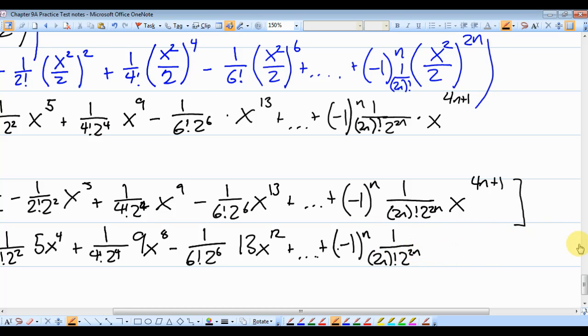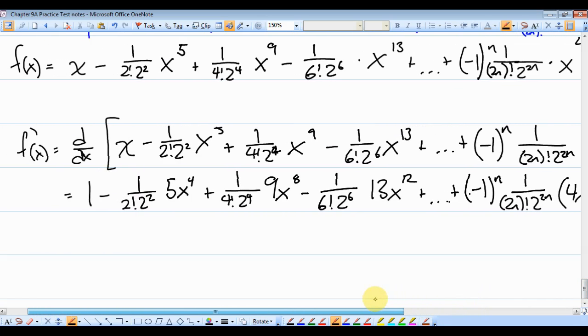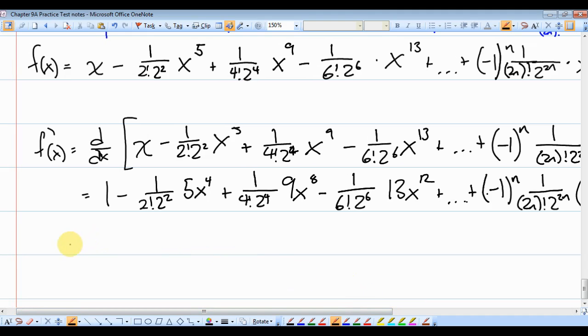Just take a derivative of x. So that's 4n plus 1 x to the 4n power. And then you could probably leave it the way it is. But if you want it to be nice, you can start stacking things.